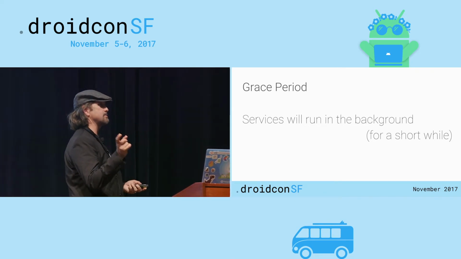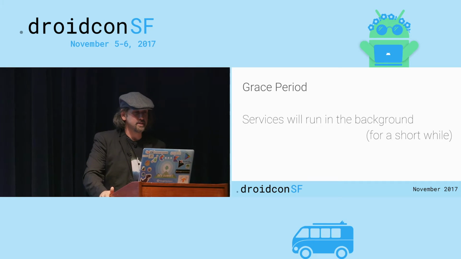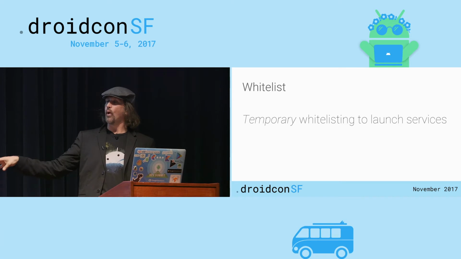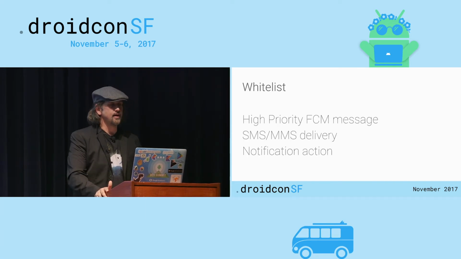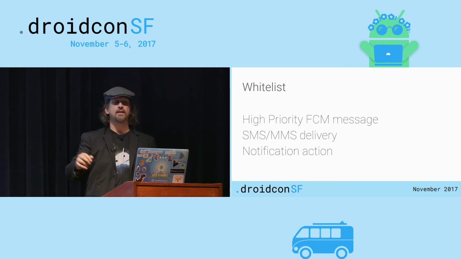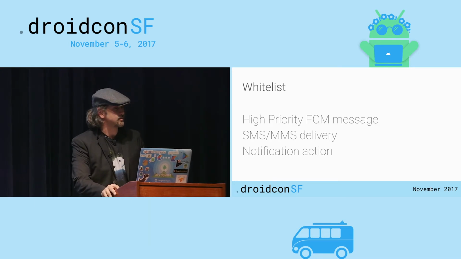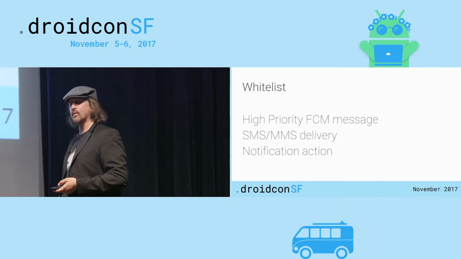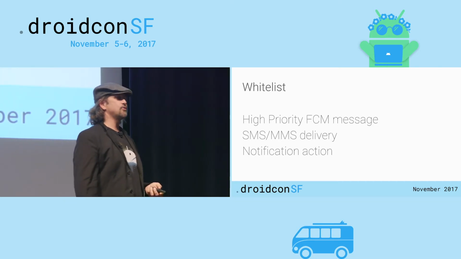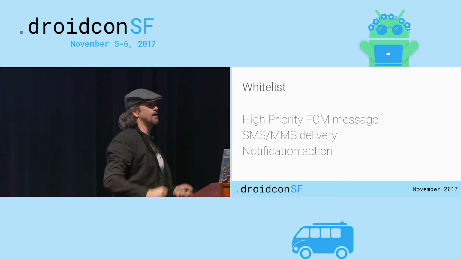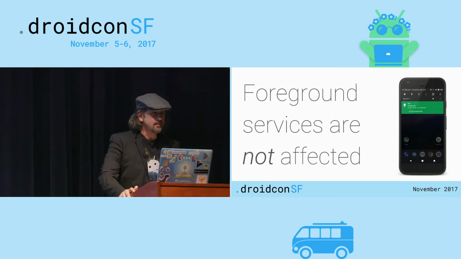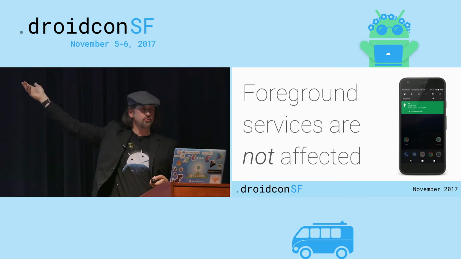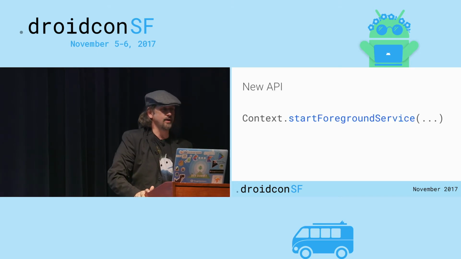So it's kind of important to tell the system that you still are doing something. And again, there are also times when your app is temporarily whitelisted to launch background services, for example, high priority cloud message, SMS or MMS delivery, notification actions. This is kind of cool. You can actually use pending intent in notifications, which is good. That was a change that I pushed through. And there are no restrictions at all on foreground services, once again, because they have a notification. That's the way things are supposed to be, and users can tell they're running.